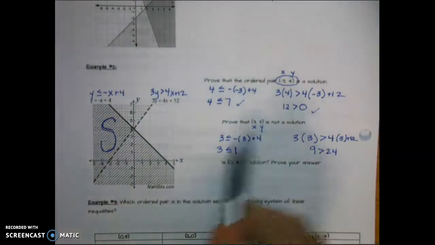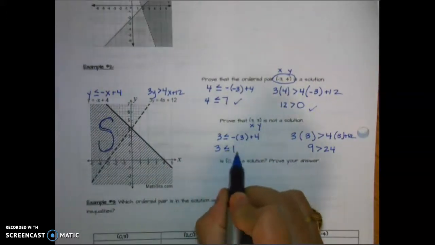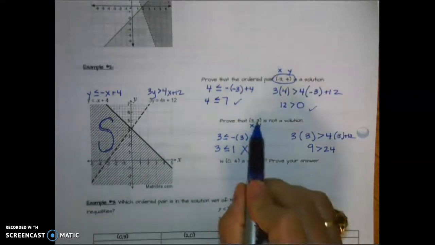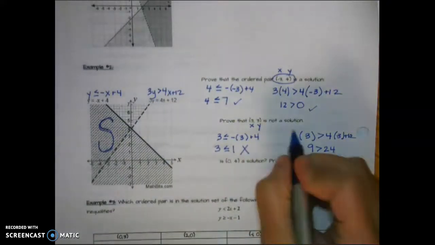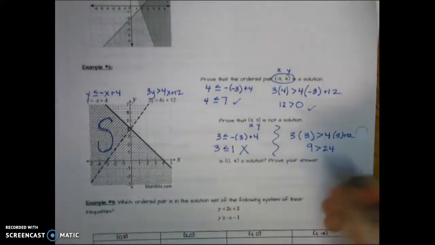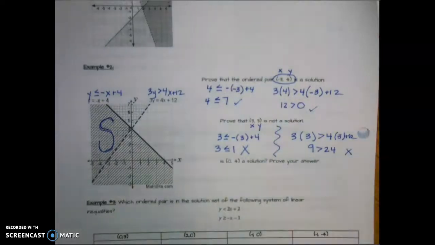Okay, and this is what our work should look like. I plugged in 3, 3 for x and y, and for the first inequality, 3 is less than or equal to 1. Is that true? No, it's false. So since this point is not true for this inequality, it's not true for the system. Just for fun, I also plugged it into the other inequality to show you this one's also false. So both of them are false statements, but only one has to be false in order for the whole thing to be false.